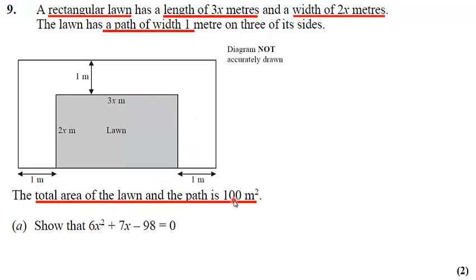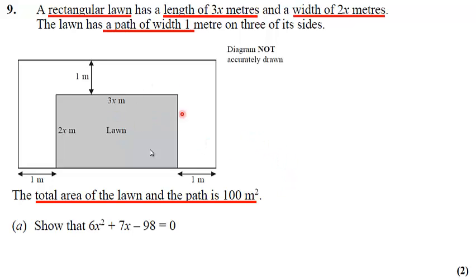The total area of the lawn and the path is 100 meters squared. So the area of this big rectangle, the total of both of them, is 100 meters squared, and they want us to show this expression. Now you should know how to do this from experience. Let's look at how you do this.